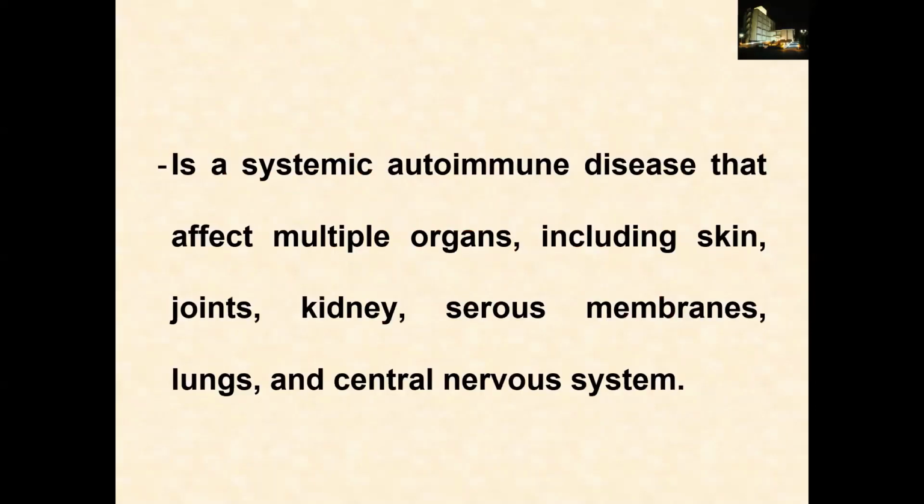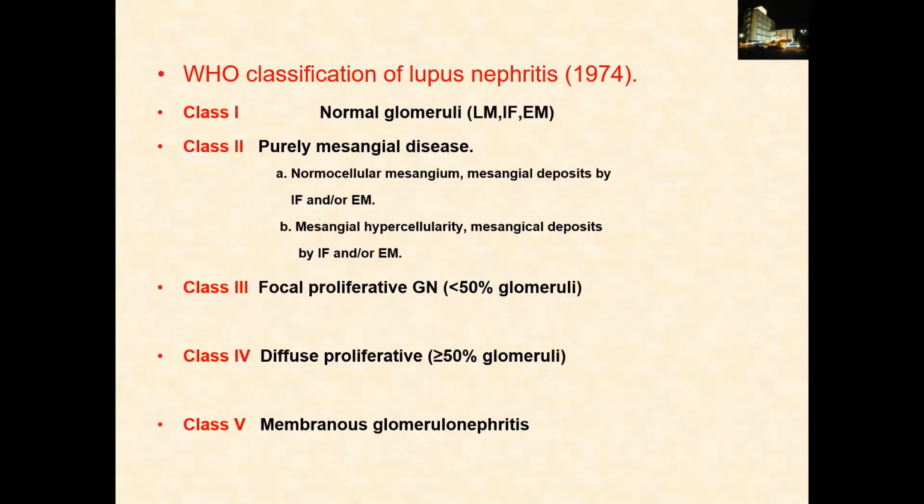Now we shift to the next item of nephritic syndrome, or acute nephritis: systemic lupus erythematosus. Lupus is a systemic autoimmune disease that affects multiple organs, including skin, joints, kidney, serous membranes, lung, and central nervous system. And this is the old WHO classification that involved 5 classes of lupus nephritis.